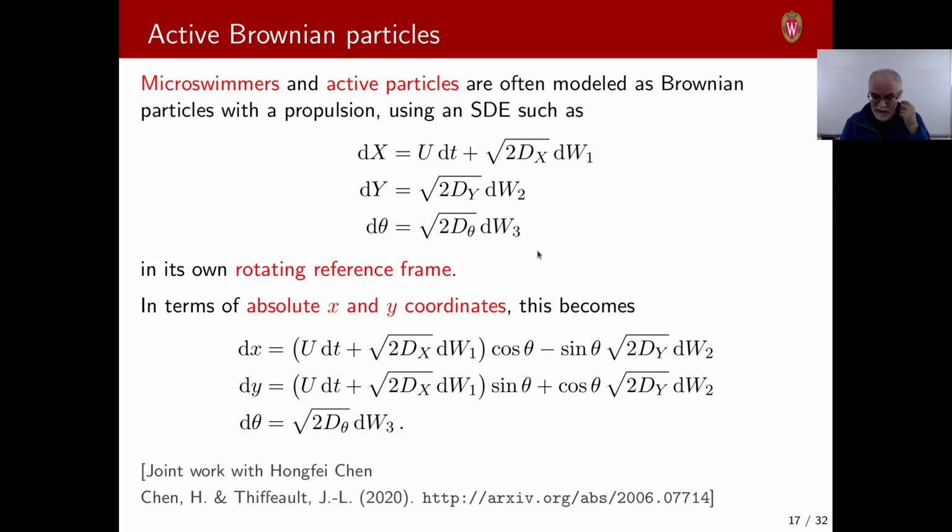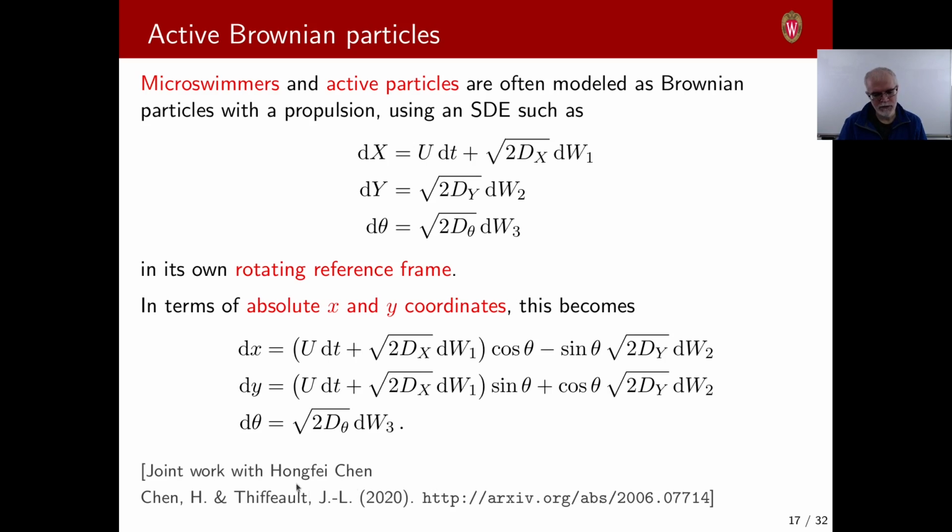Of course, this is in an orientation with the swimmer, so it needs to be converted to the lab frame, and the lab frame is going to be written as little x, little y. You just apply a rotation to this system, and you get this somewhat complicated looking expression. But the reason why it's complicated looking to some degree is because dx is not necessarily equal to dy, so there could be different diffusivities along the different axes of swimming.